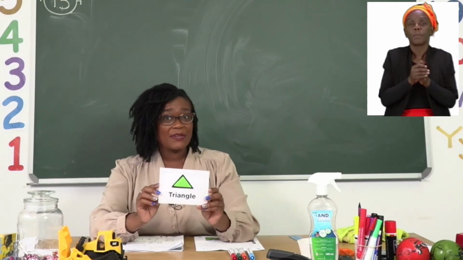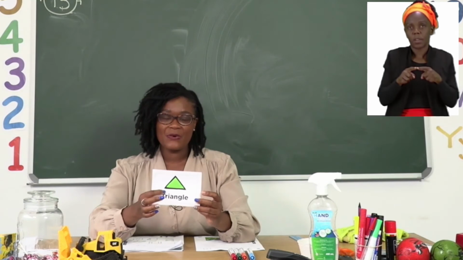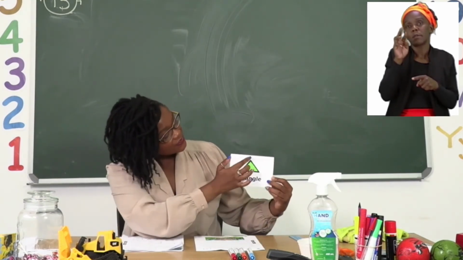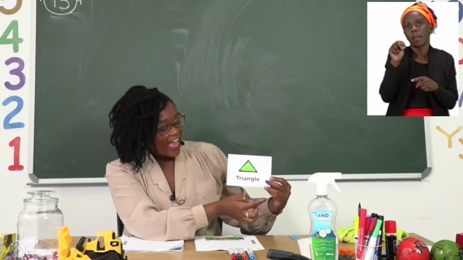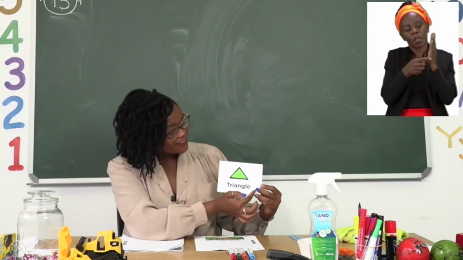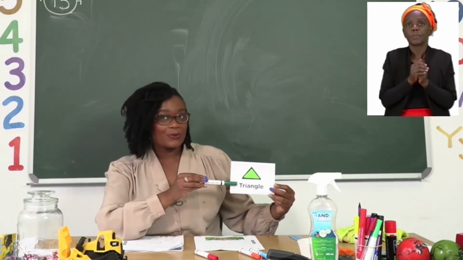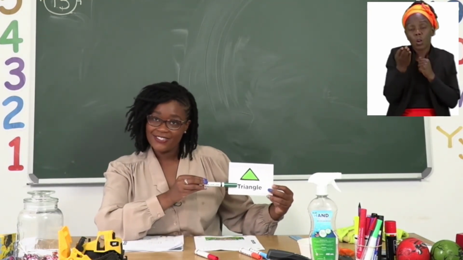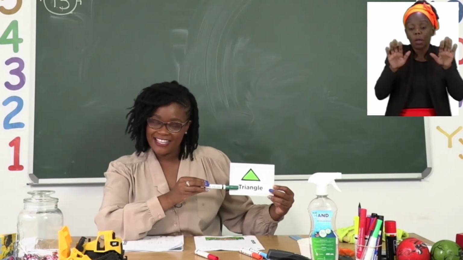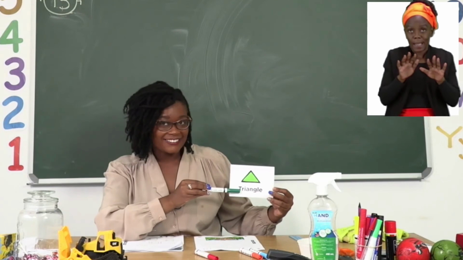So the first shape that we have is a triangle. It has 3 corners. 1, 2, 3. And it starts with a T for triangle. You are going to be coloring all the triangles with the green color. So every triangle that you can see in your exercise will be with the green color.